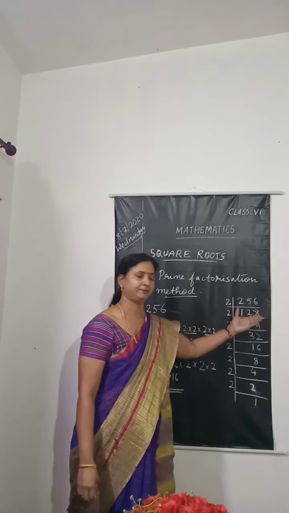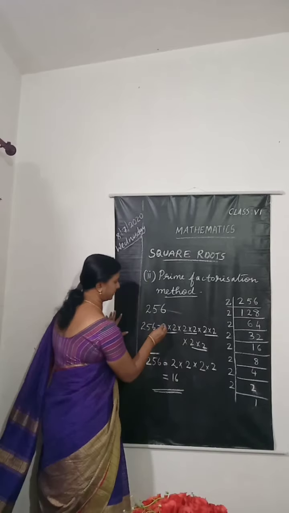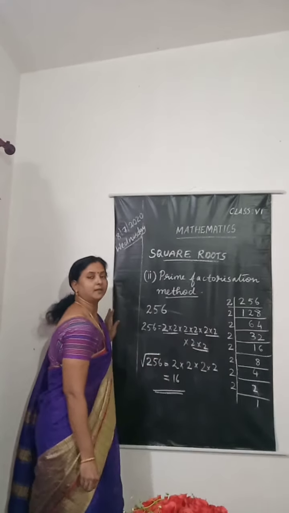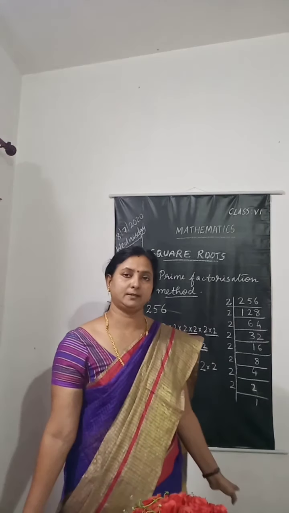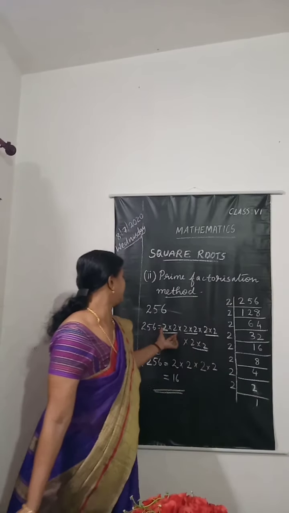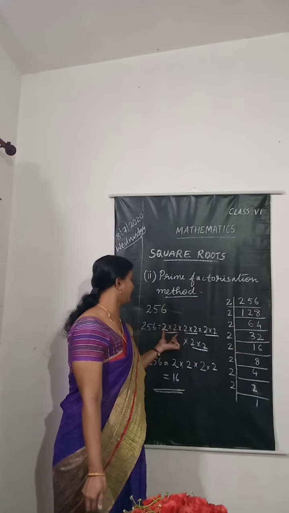After prime factorizing, write the number in product form like this: 2 into 2 into 2 into etc. After prime factorizing, the next step is to pair the numbers. Pair means the same prime numbers, you will group in 2.